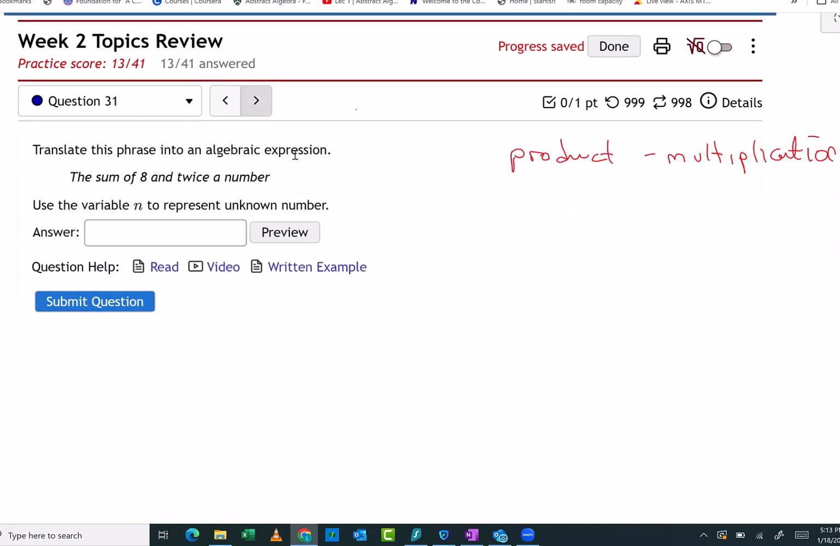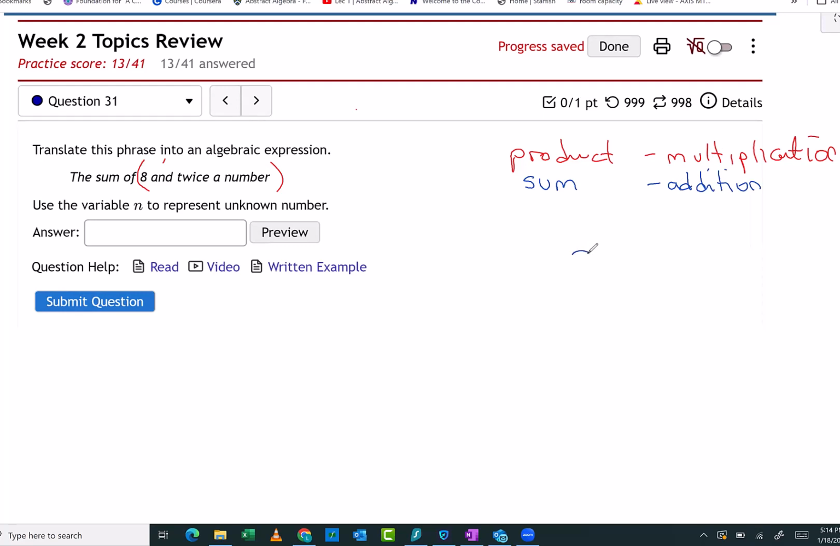Translate this phrase into an algebraic expression. The sum of. Now, I think I'm going to do something a little different than I did in the last video, because whenever you see the sum of, the product of, something like that, what you really want to think about is that this "of" here is basically putting this into parentheses. So we're going to sum 8 and twice a number. Sum is add, addition. I'm going to do what's in parentheses first.